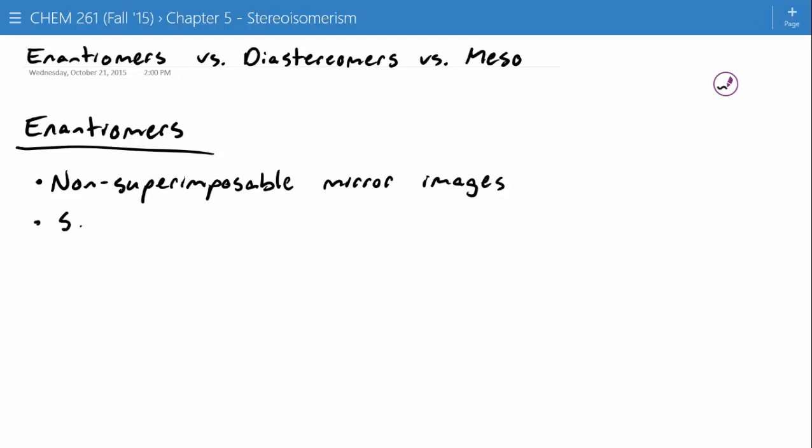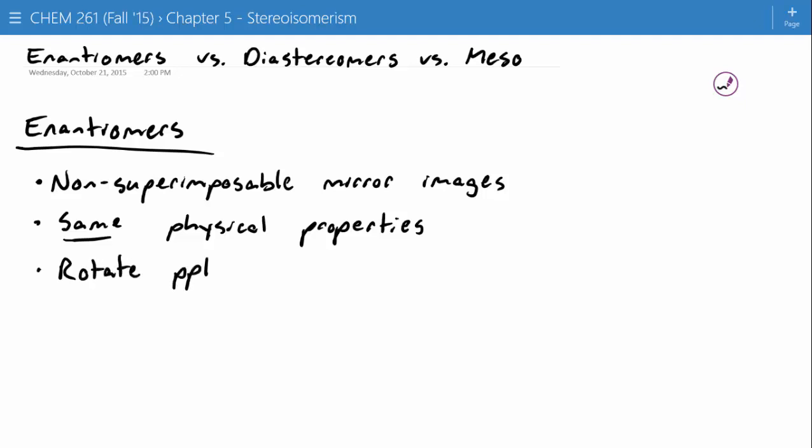They have the same physical properties, but how are we able to tell them apart? Yeah, with plane polarized light. I'm going to say PPL for plane polarized light.